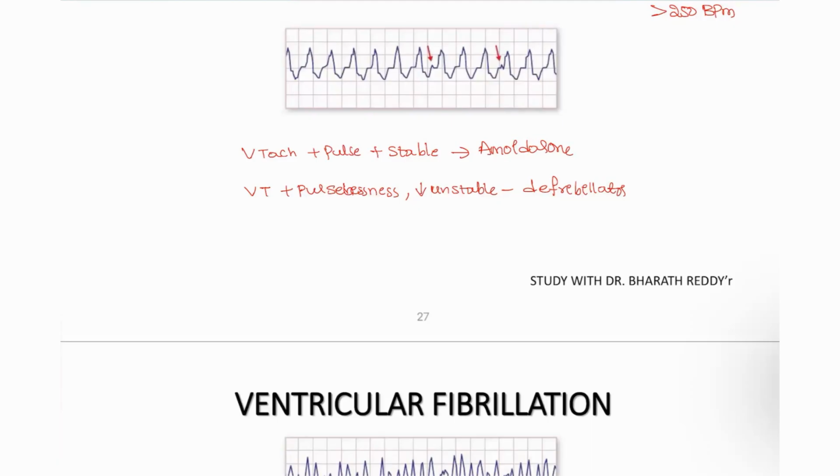And if VT is seen, the pulse is present, but the patient is unstable, then you have to go for cardioversion. Okay. Only if everything is abnormal are we going to go for the defibrillator to save this patient.